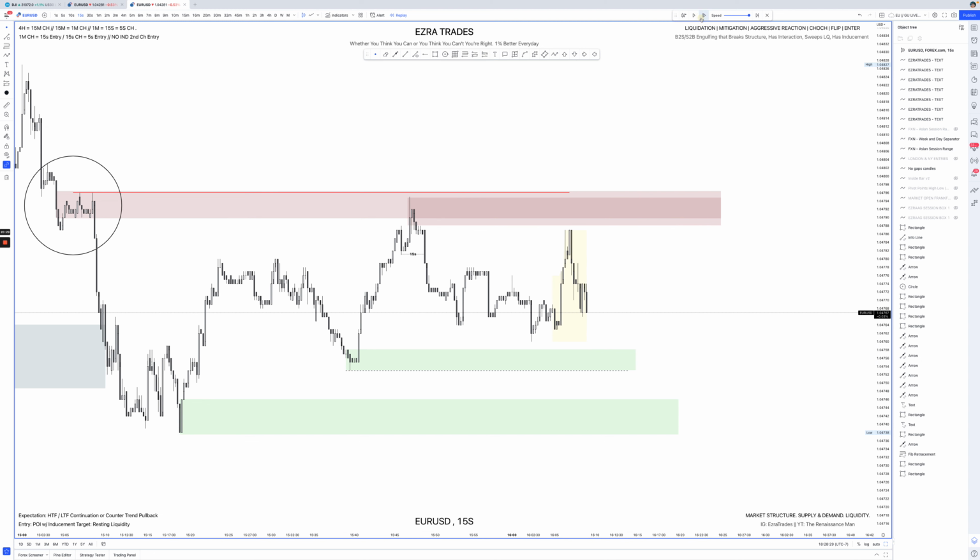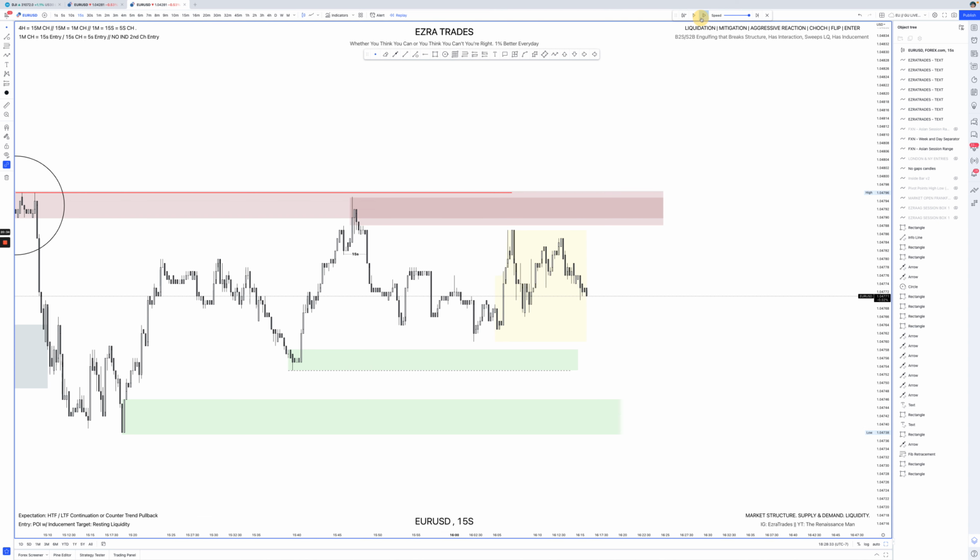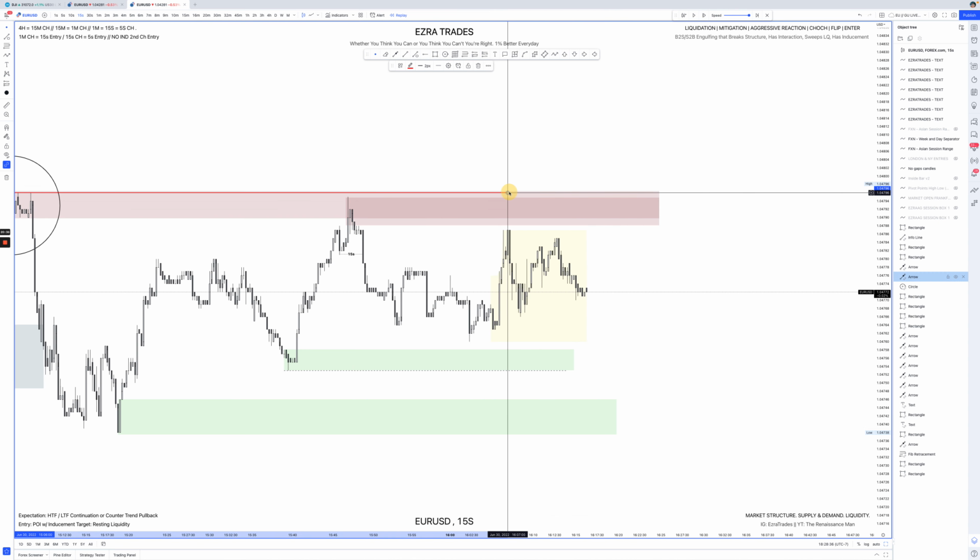At this current moment, I'm not in shorts. I'm just waiting to see. Either the high or the low has to go. All right, so we're going to expand this. This would be a 1-minute change of character. So we're going to keep waiting.